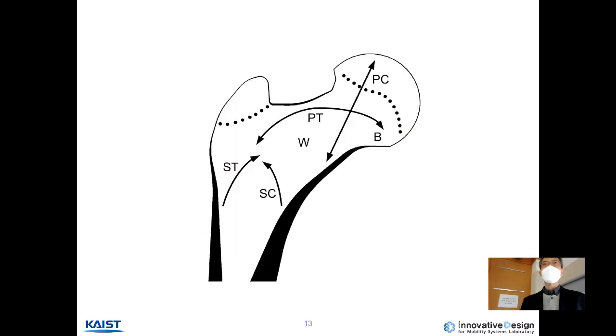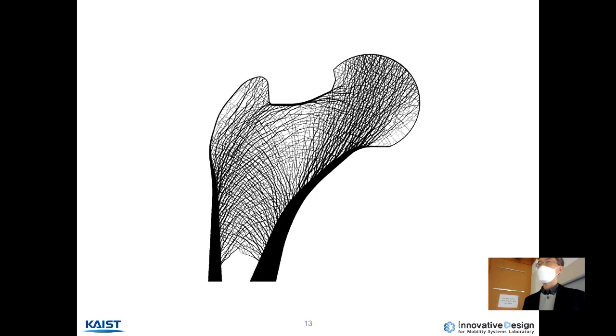Another interesting point is that we again have common features for proximal femurs. Again, a principal compressive group supports the hip joint contact force, and we have a principal tensile group acting as a bending cantilever beam, and a secondary tensile and secondary compressive group. Interestingly, we have the same features in the final topology optimization result.